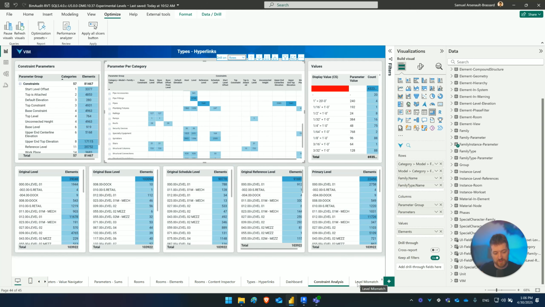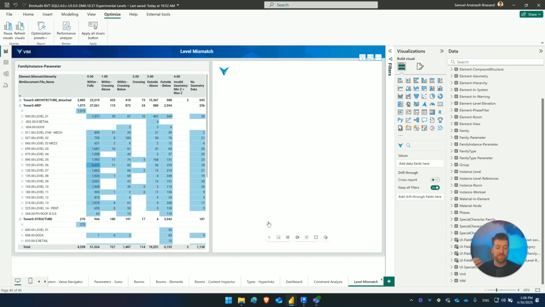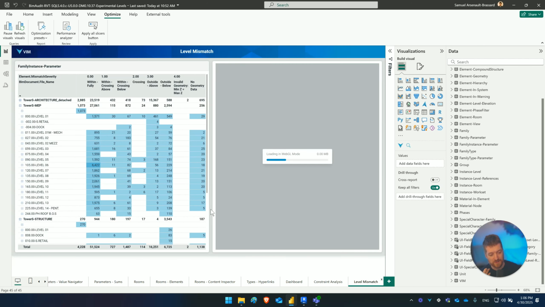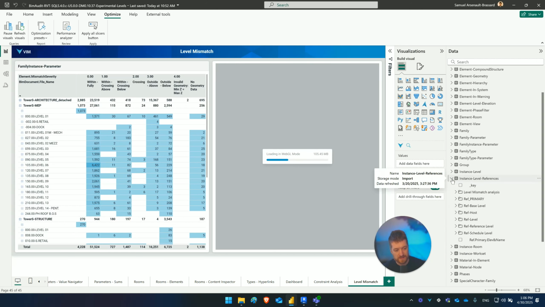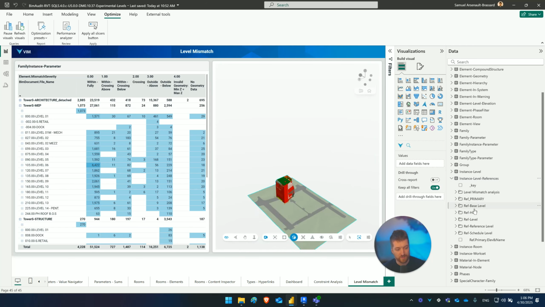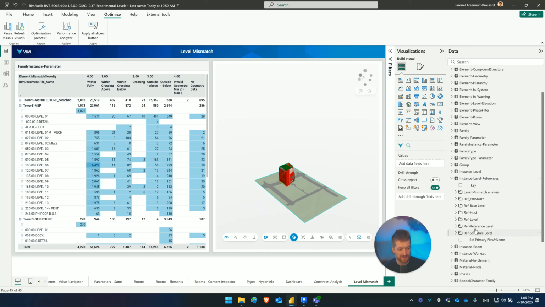What we're doing in the levels mismatch is many things. The first thing is we're saying, what the heck is your primary reference? And we can start seeing a lot of this in the instance level references. Here we are gathering for every element, whether it has a base level, whether it's a host, whether it has a level, whether it has a reference level or a schedule level. And then we are determining which one of these should be primary.